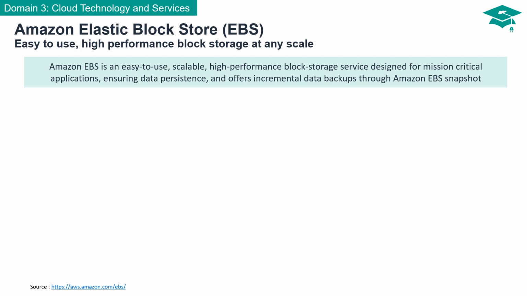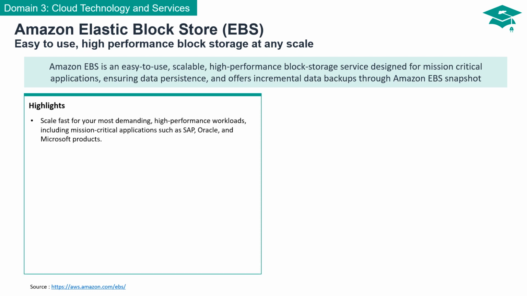Amazon Elastic Block Store is your go-to solution for easy-to-use, scalable, and high-performance block storage that can handle applications of any scale. EBS is designed to cater to mission-critical applications, providing data persistence and seamless incremental data backups through Amazon EBS snapshots. Let's uncover the Amazon EBS key highlights.